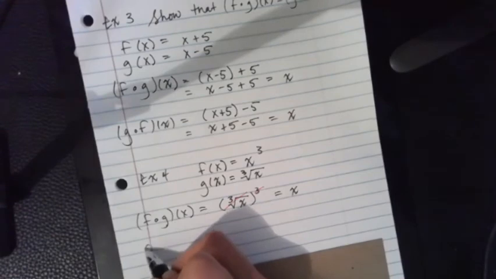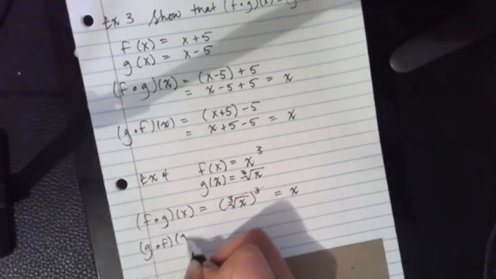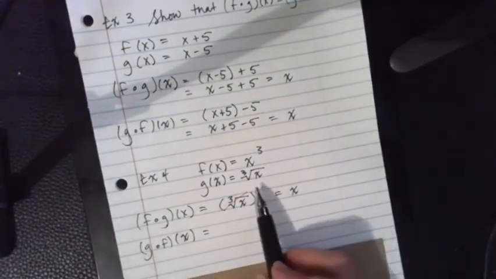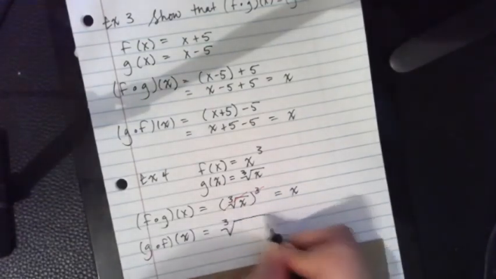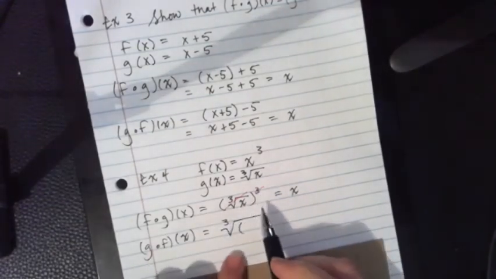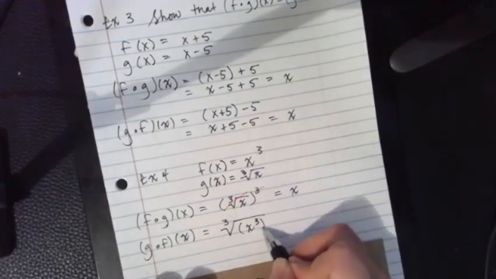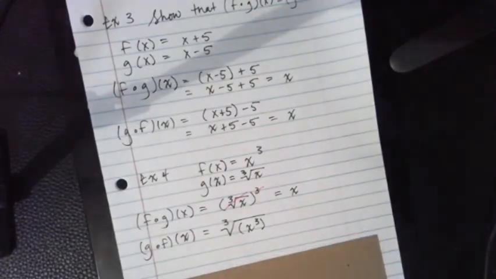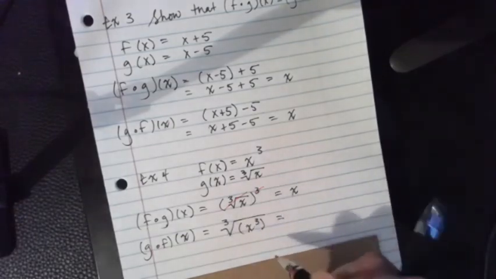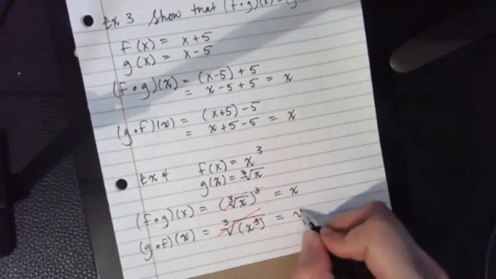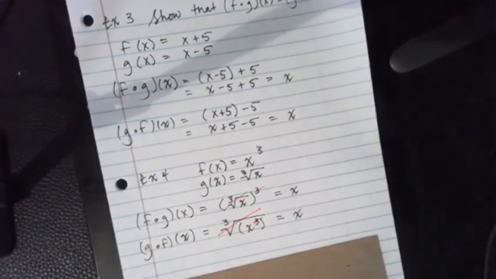And the same thing, finding g composed of f of x. So I need to take f and I need to plug it inside g. So for g, I have the cubed root of x. And everywhere I see x is what I'm replacing with my first function, x cubed. And again, for the cubed root of x cubed, you should recognize by now that the radical and the exponent cancel each other out, and we're left with just x.